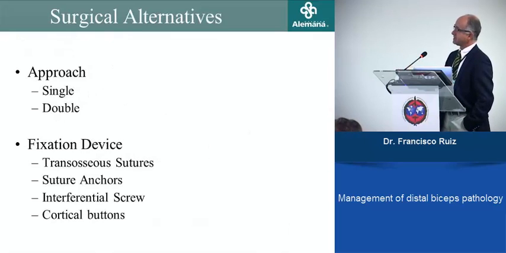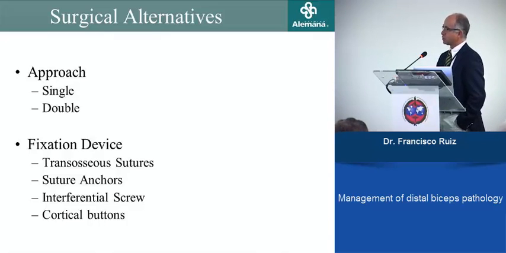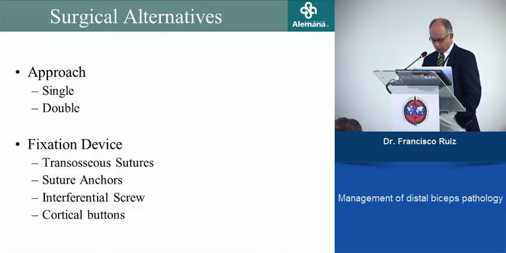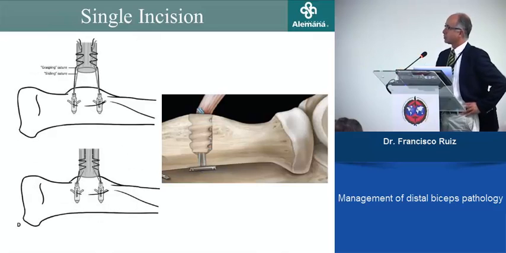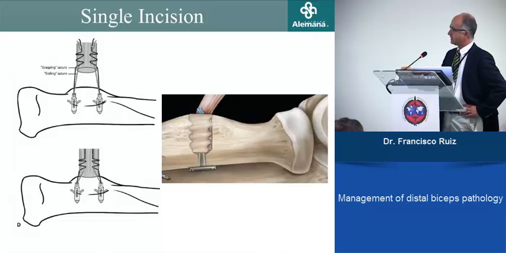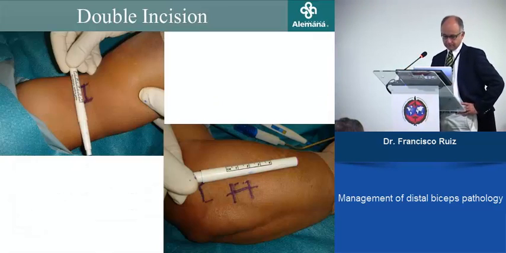You can choose from a single approach or a double. I usually do the single. And you can choose from any of these fixation devices: transosseous sutures, suture anchors, interferential screws, or cortical buttons. Here are some of them. The single incision, you most know about it. You can do suture anchors, 1 or 2. All of the studies are done with 2 anchors. Or this device, an extramedullary cortical button associated with an interferential screw.